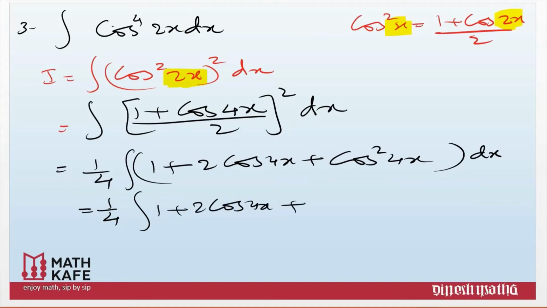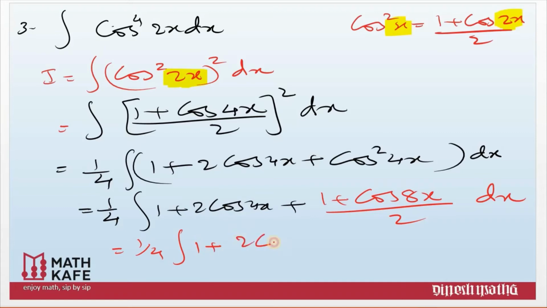One more time apply the same formula for cos square x. It is 1 plus cos 2x, so 2x means 2 times 4x, that will give you an 8x, whole divided by 2 dx. And now this we can write as 1 plus 2 cos 4x plus 1 by 2 plus 1 by 2 cos 8x whole dx. Now we can integrate each term because all the terms are free from the powers and each one we can easily integrate.